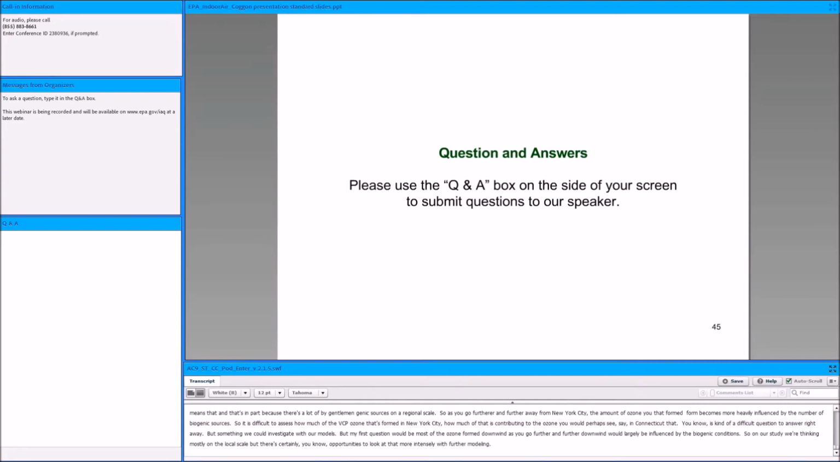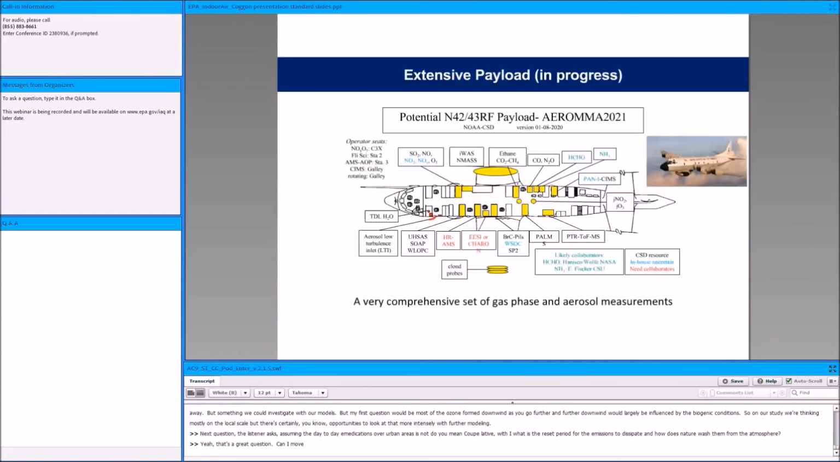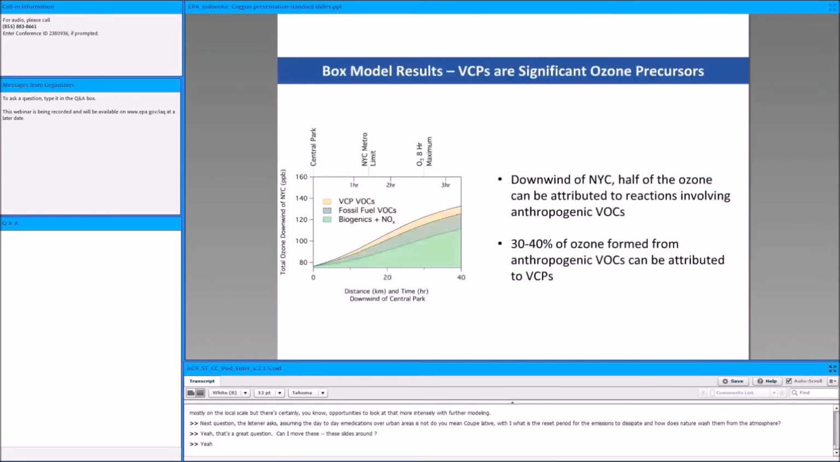Great. Our next question, a listener asked, assuming the day-to-day emission of VOCs or VCPs over urban areas is not cumulative, what is the reset period for the emissions to dissipate, and how does nature wash them from the atmosphere? Yeah, that's a great question. Can I move these slides around? Yeah, no problem. Okay.